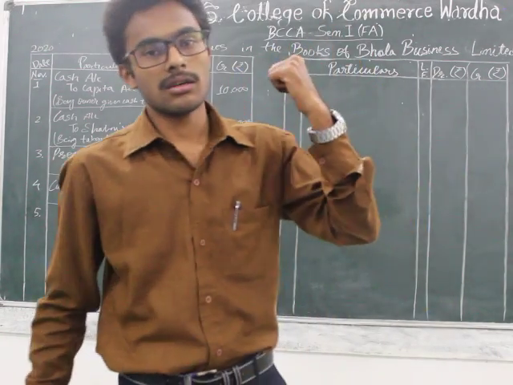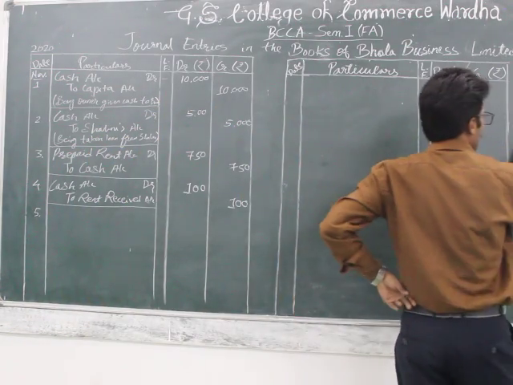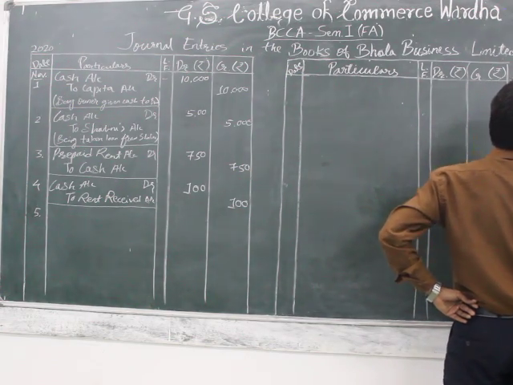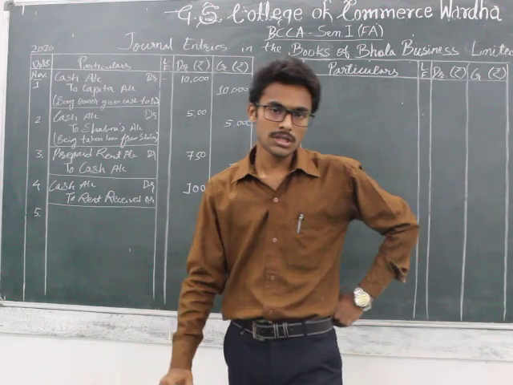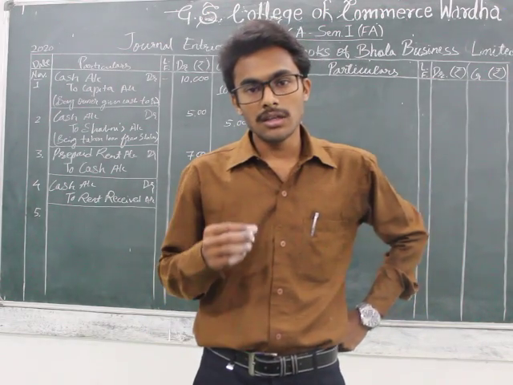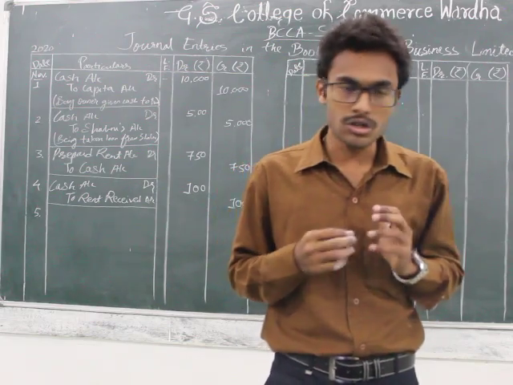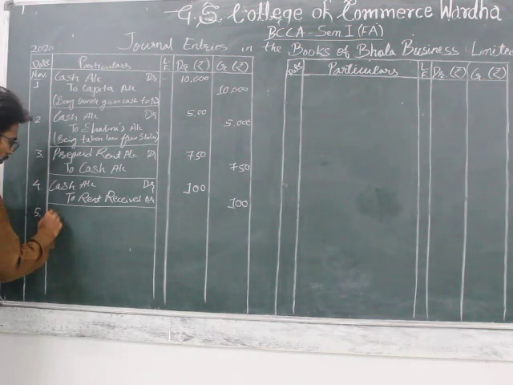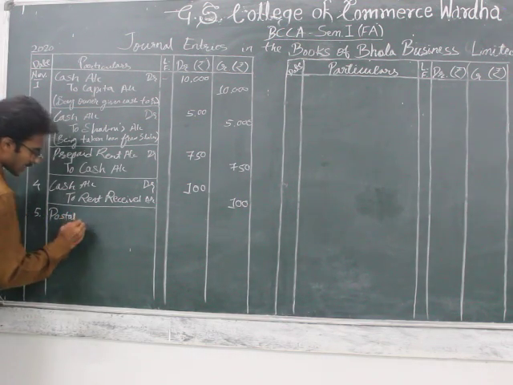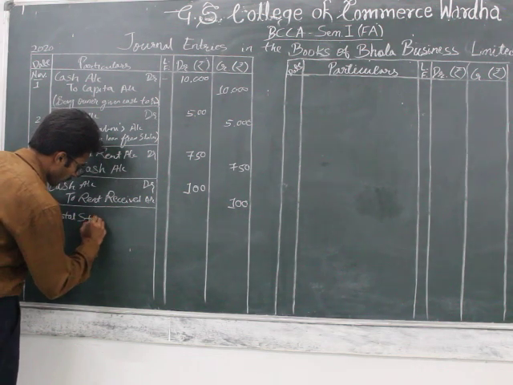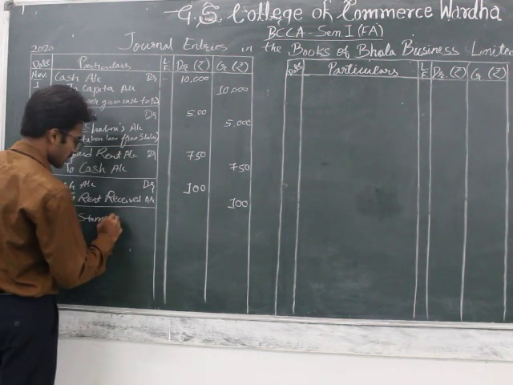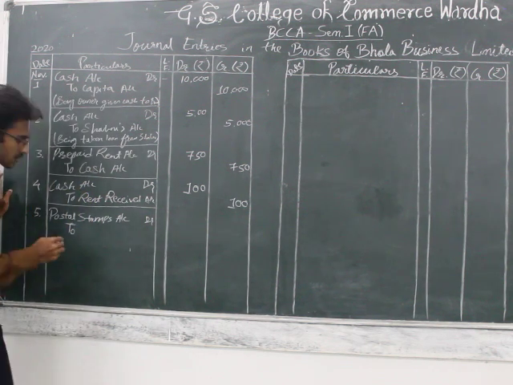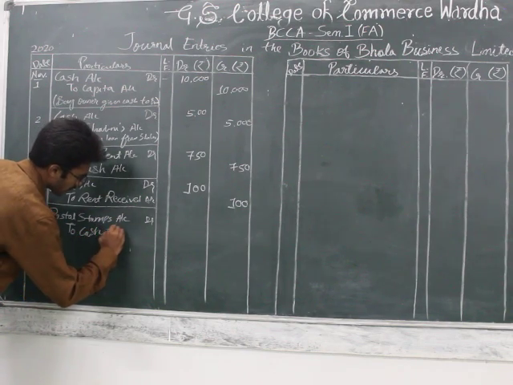We are paying cash, so we know what the entry for cash is. Cash is going out, which means cash will be credited. Why? Because the real accounts rule says debit what comes in, credit what goes out. So cash is going out here, that's why cash will be credited. Postal stamp account is an expense, that's why postal stamp will be debited, and cash is going out, that's why cash will be credited.